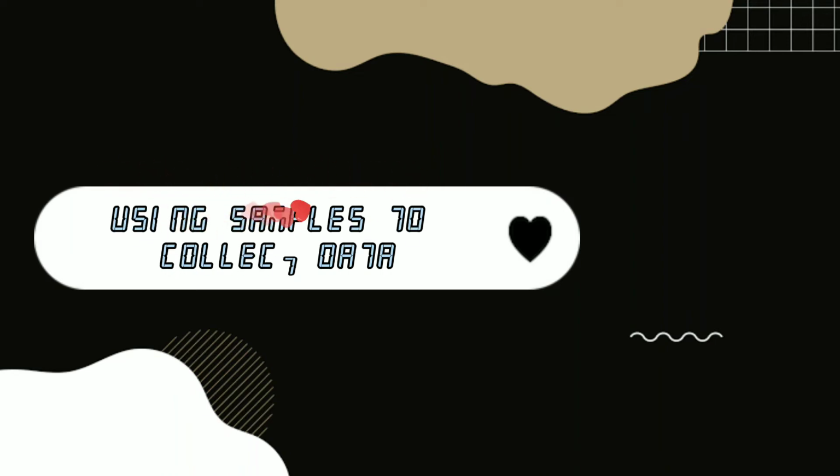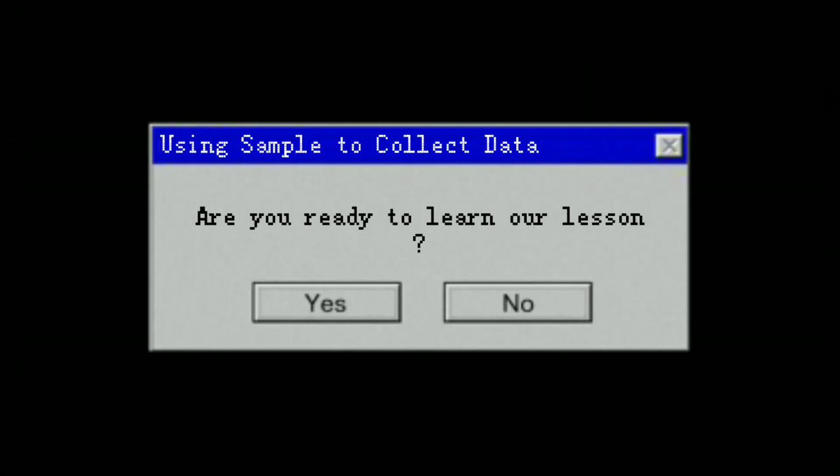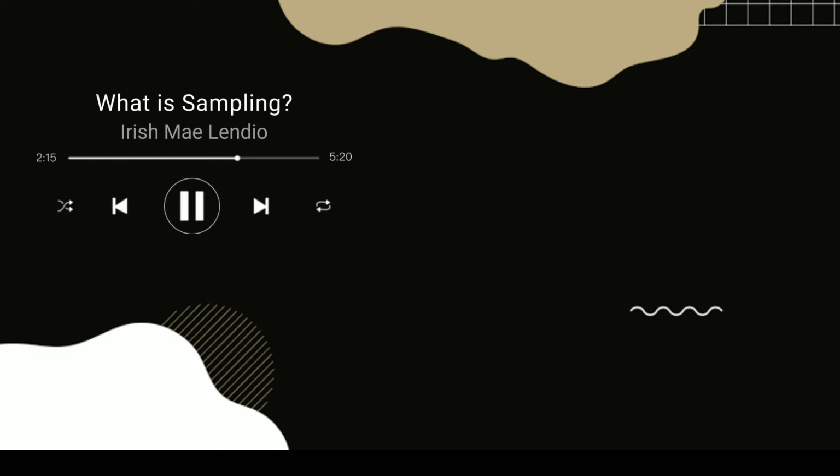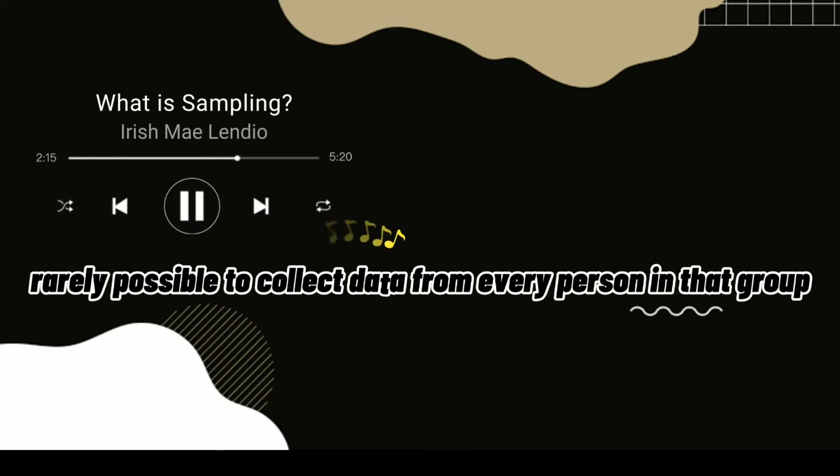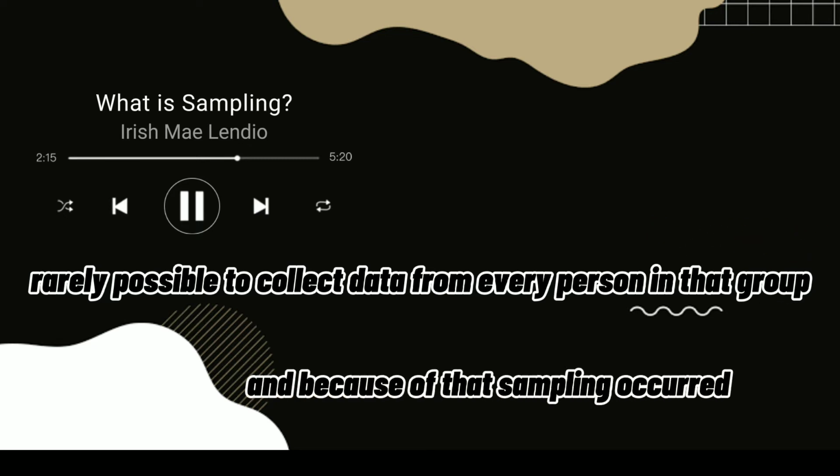Good afternoon, everyone. We're here to discuss the usage of sampling to collect data. But first, let us know what sampling is. When you are conducting research that needs data from a group of people, it's rarely possible to collect data from every person in that group, especially if the number of your target respondents is very large. Instead, you select a sample.